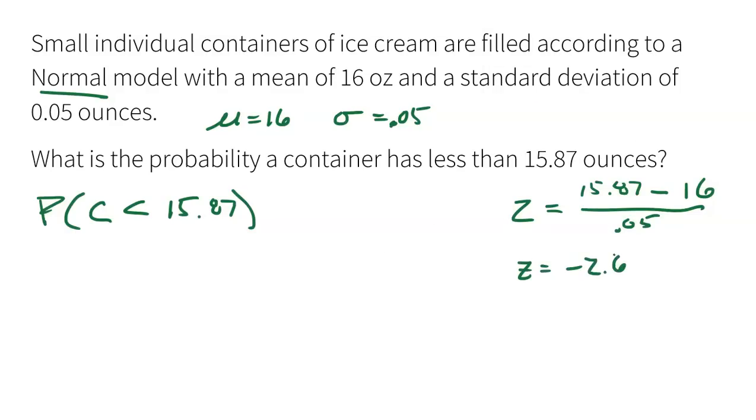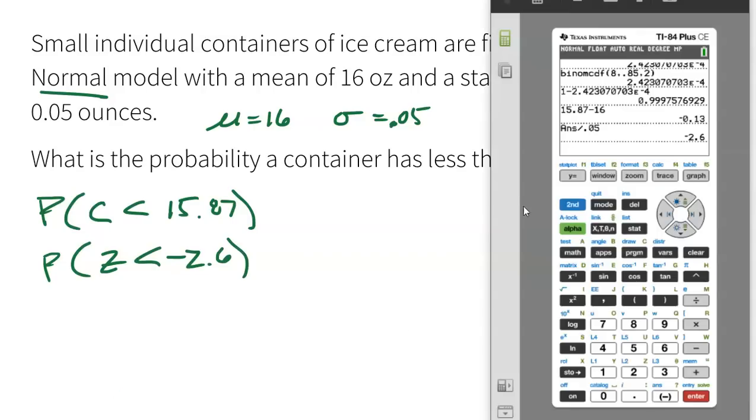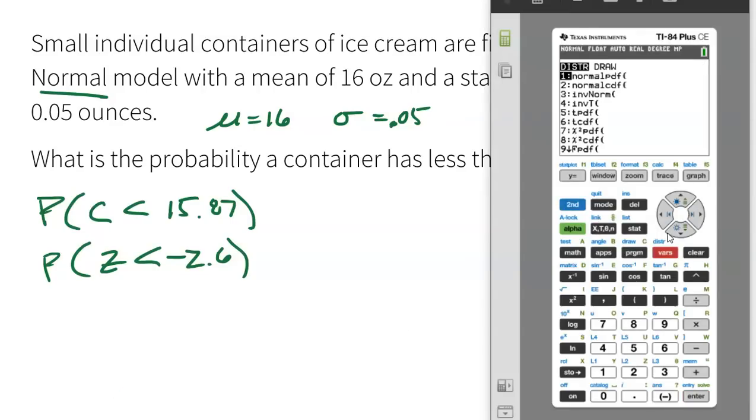Now, if you know anything about Z-scores, that's fairly low. So finding the probability a container is less than 15.87 is the same as finding a Z-score less than negative 2.6. Now, if you know how to use Z-tables, you could go and use a Z-table. But most of the way I teach, at least, is using normal CDF on our calculator. So we want to start at a low value of negative 99. That's acting like our negative infinity because we want to look way below negative 2.6. And there's no infinity button on our calculator. And then our upper value is actually going to be the negative 2.6 that we're going to stop at. And we're going to go ahead and hit paste here.